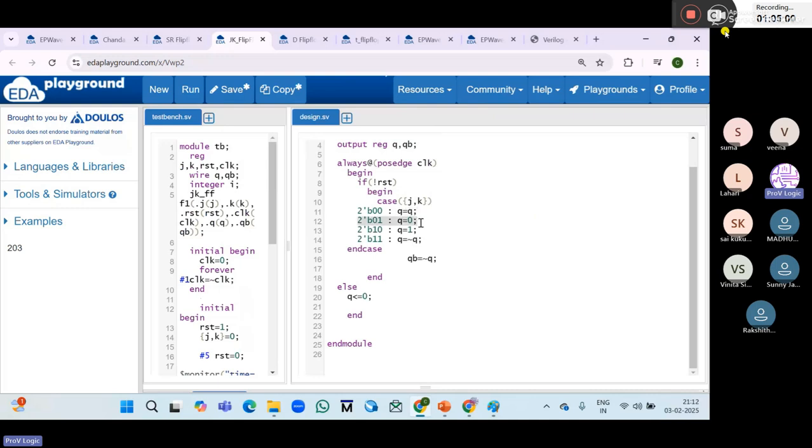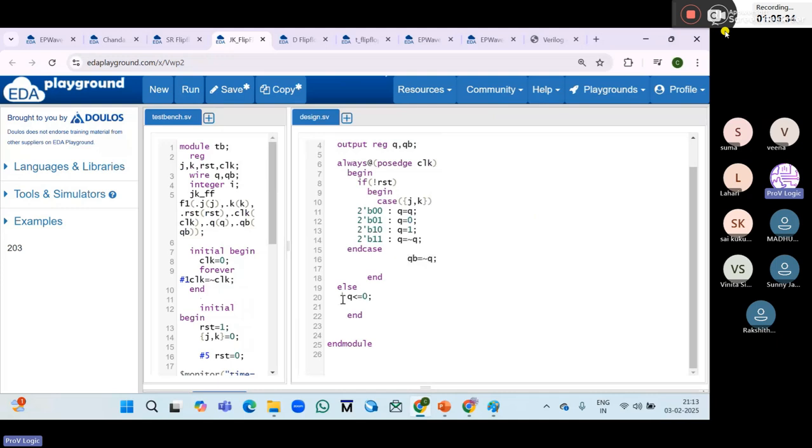JK equal to 01, Q equal to 0, the reset state. If JK equal to 10, Q equal to 1, the set state. If J equal to 1, K equal to 1, then toggle case, so Q equal to Q bar. This is how we mention the toggle. Next, end case, QB equal to Q bar, the complement of Q. In every always statement, QB equal to Q bar.